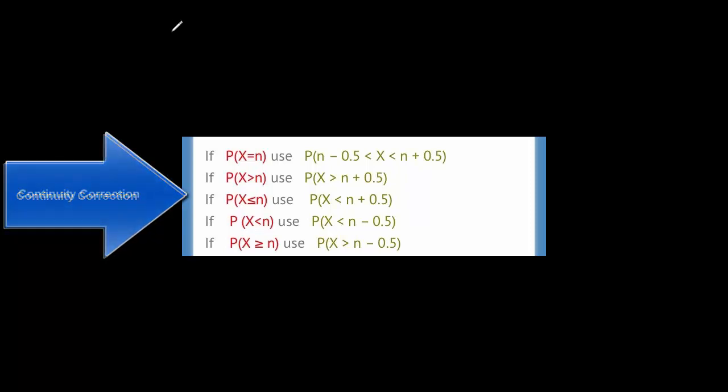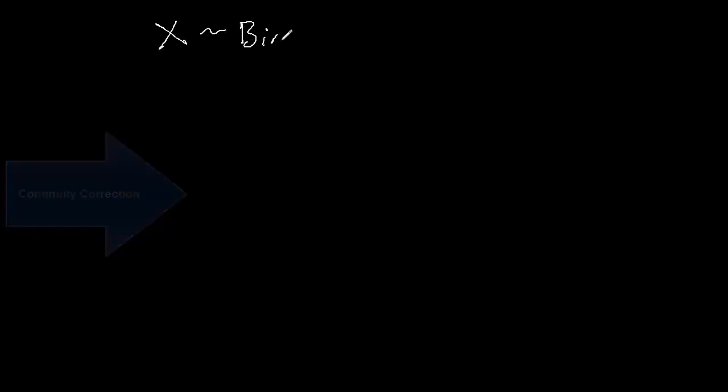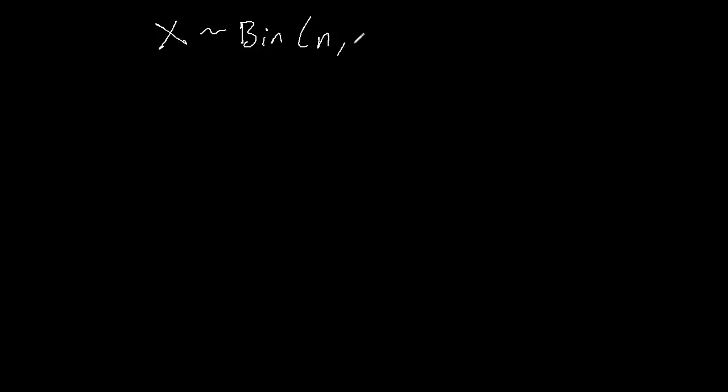So suppose we have a random variable x which follows a binomial distribution whose parameters are n and p, where p is the probability of a success and n is the number of observations or the number of trials. And so suppose that x follows this binomial and there are 750 trials and the probability of a success is 0.25.